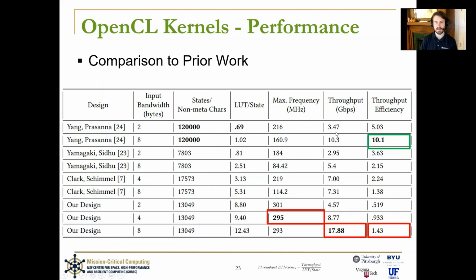As you can see, the RTL work done here by Yang and Prasanna reaches a 10.1 throughput efficiency, while our work is only at 1.43. This is due to the fact that we use almost 10 times as many lookup tables per state as the optimized RTL found in Yang and Prasanna. Both Yamagaki and the Clark work use RTL as well and have efficient, low lookup tables per state, however lack in throughput.